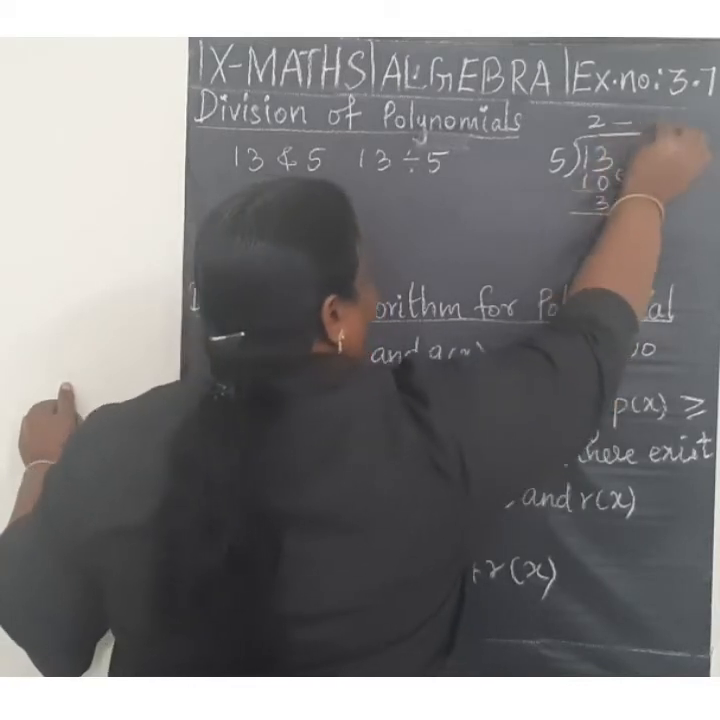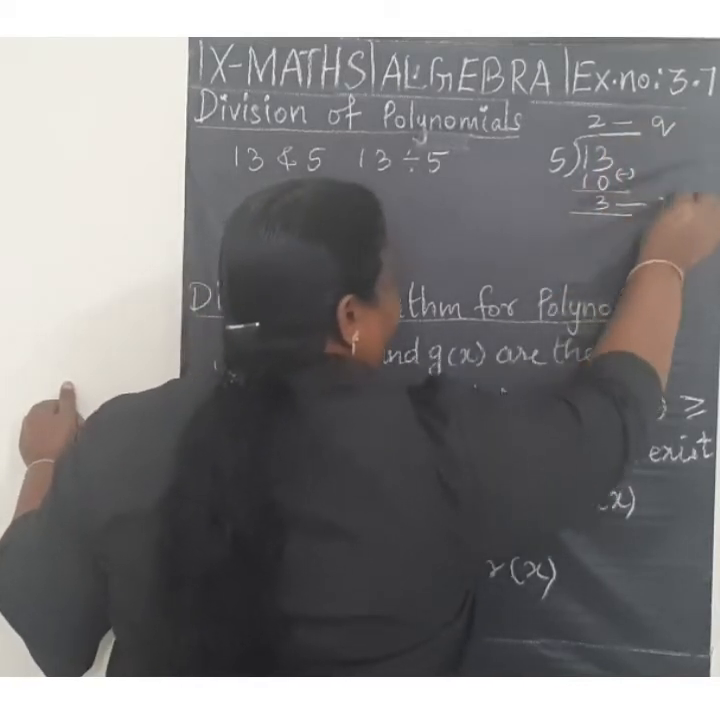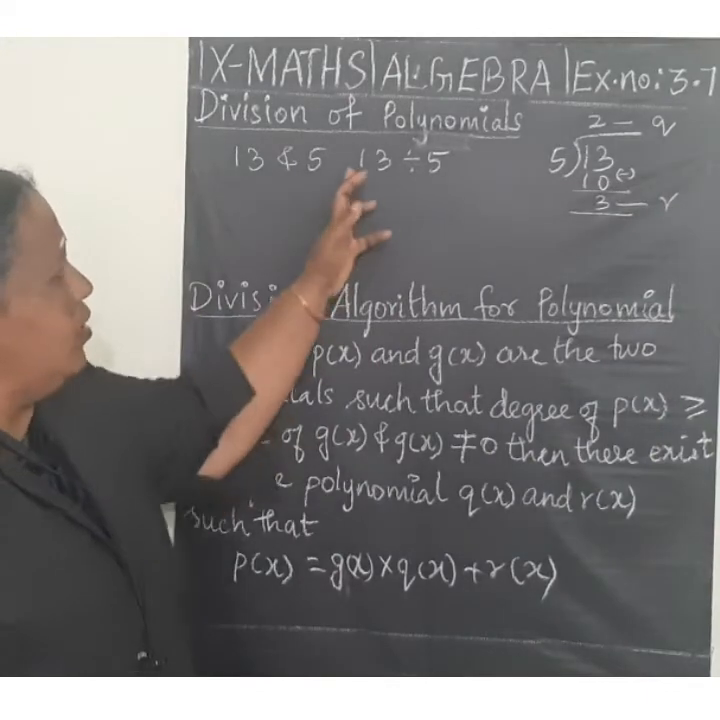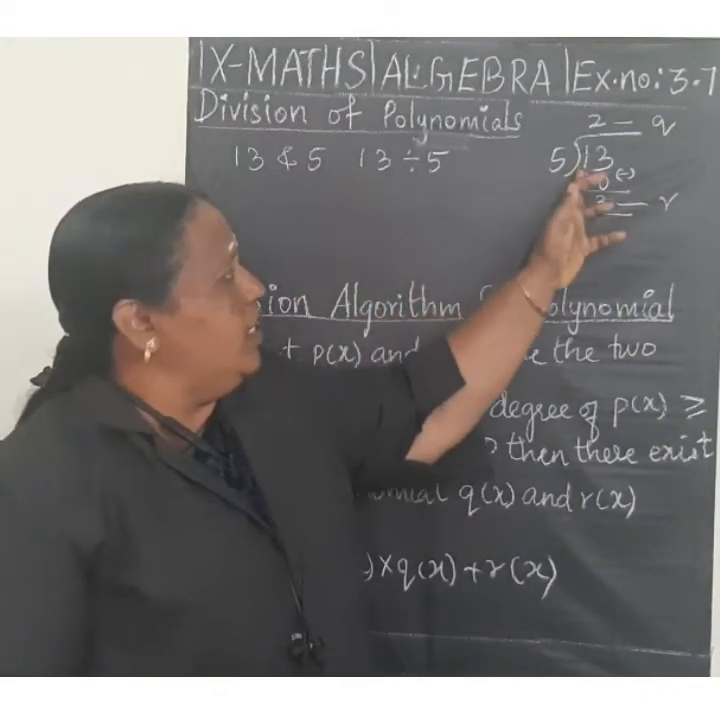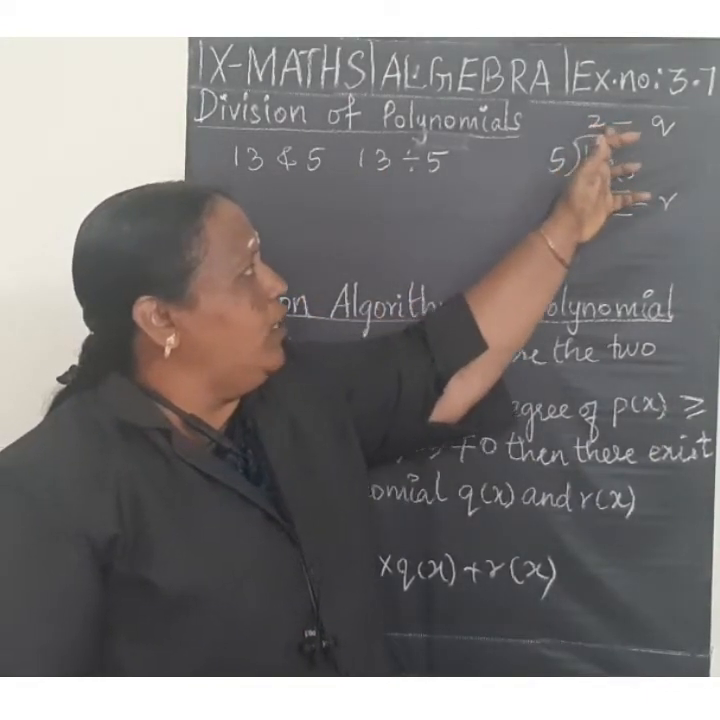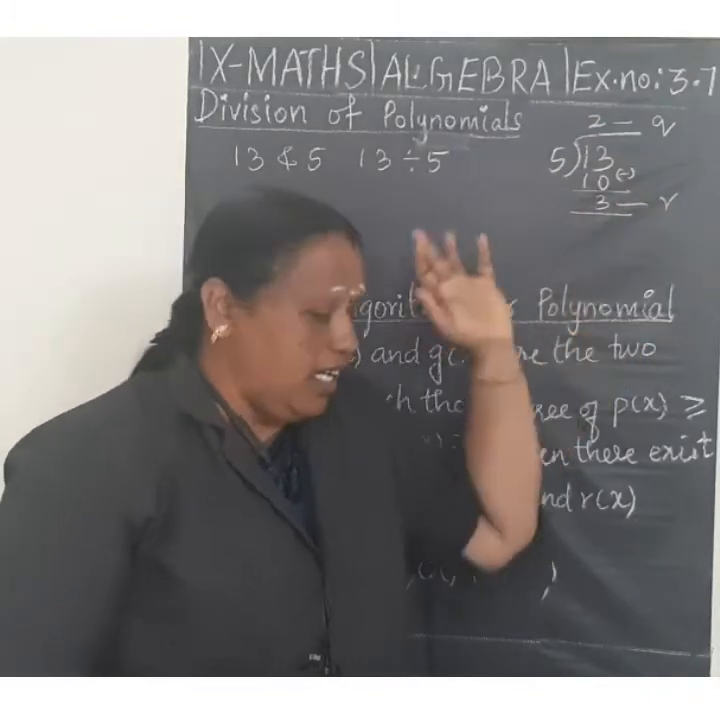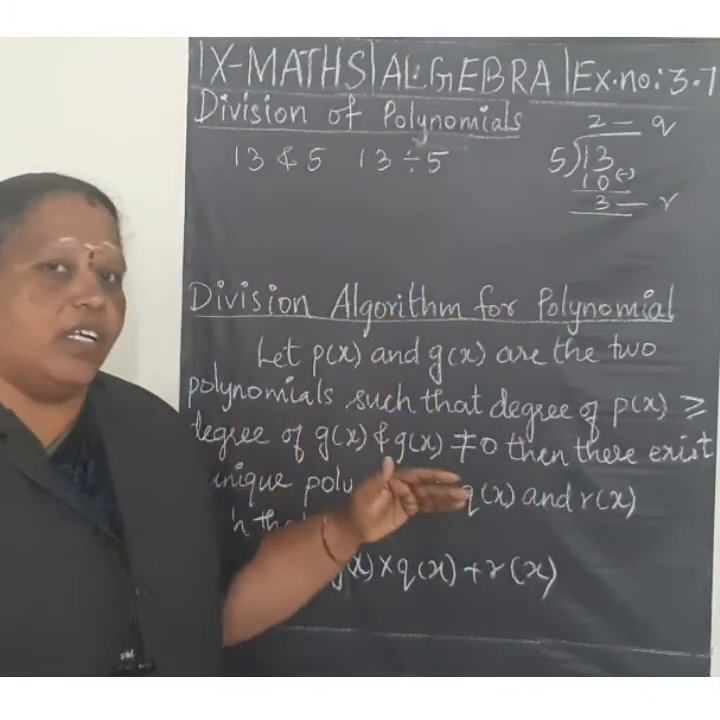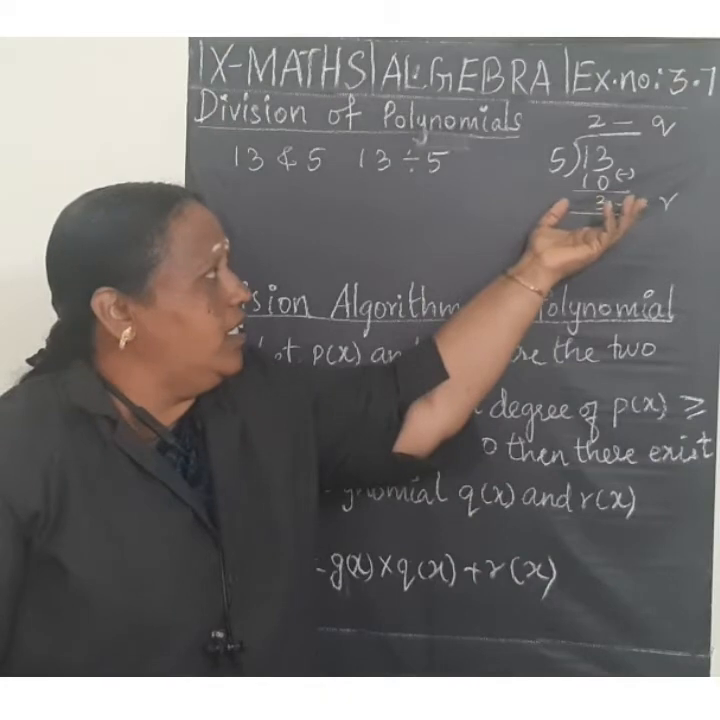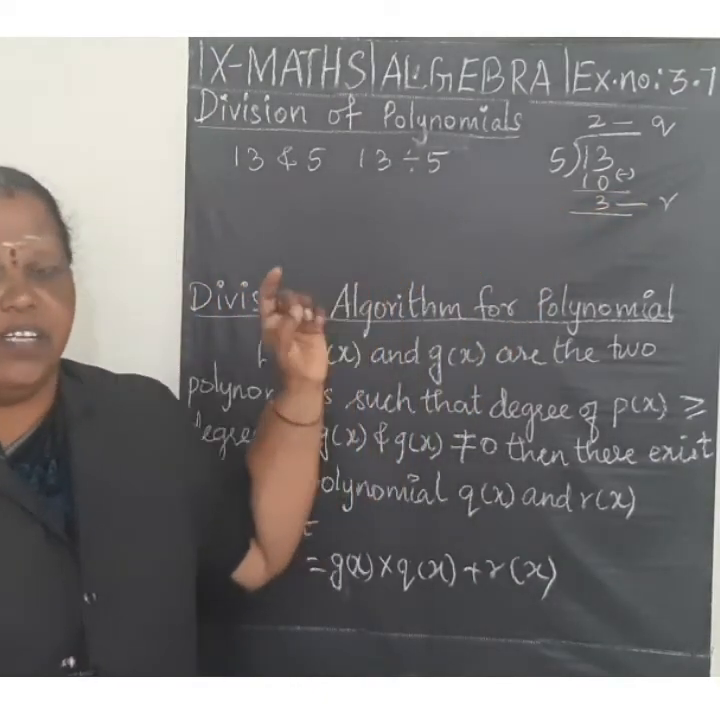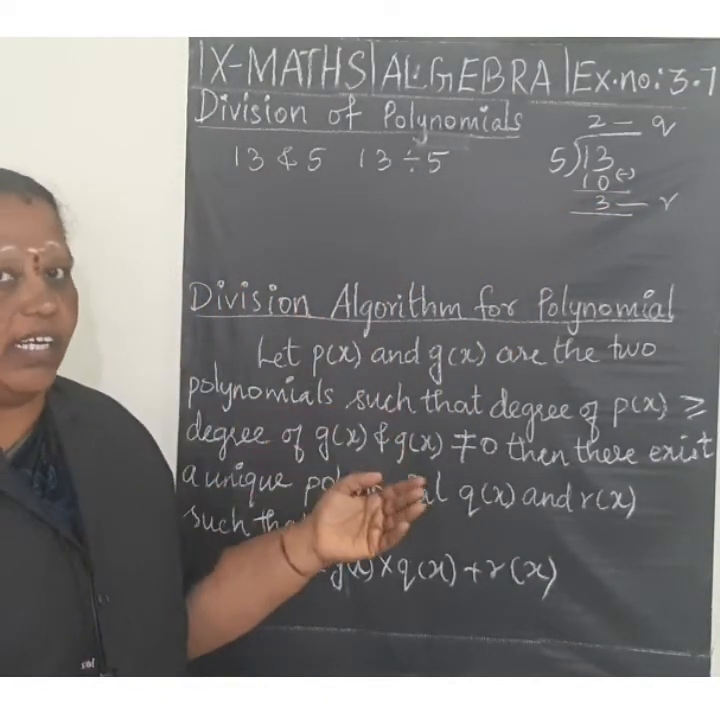we will get this 2 as a quotient, then this 3 as a remainder. So when 13 is divided by 5, we will get 2 as a quotient and 3 as a remainder. In lower classes we learned how to check the division sum, whether what we have done is correct or wrong.